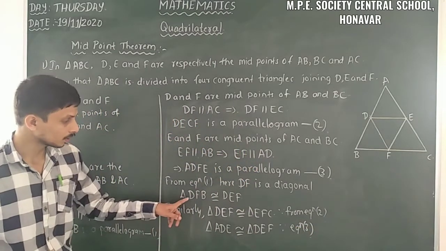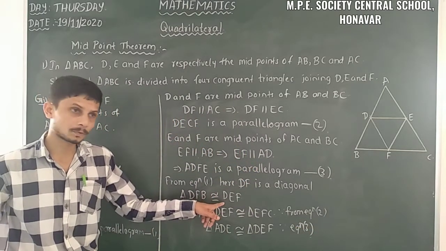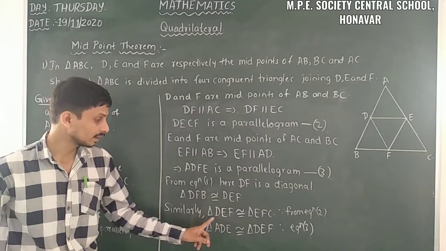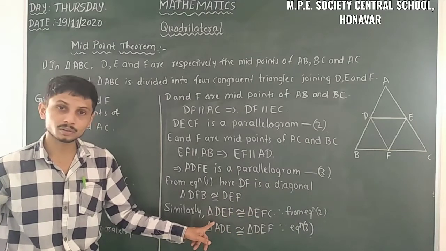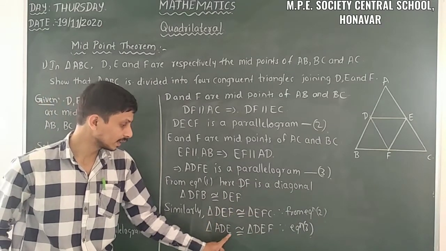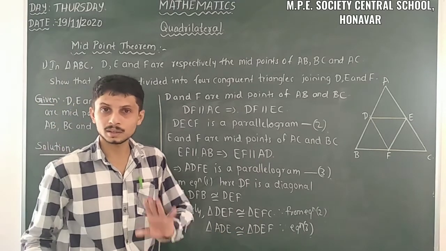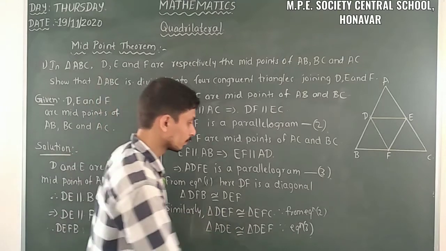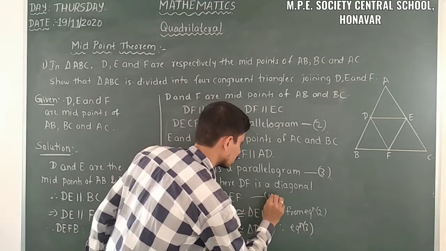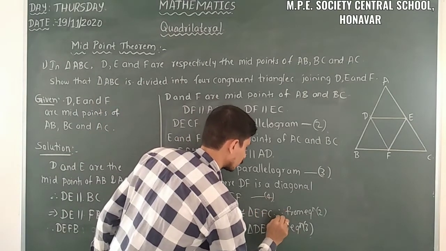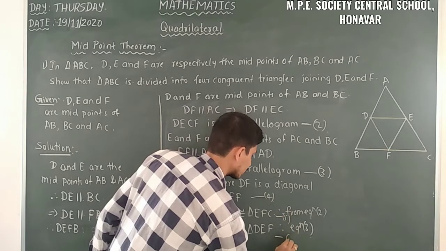So here just observe, triangle DFB is congruent to triangle DEF, and triangle EFC is also congruent to triangle DEF, and triangle ADE is also congruent to triangle DEF. The things which are equal to the same things are equal to one another. So I will take these as equation 4, equation 5 and equation 6.